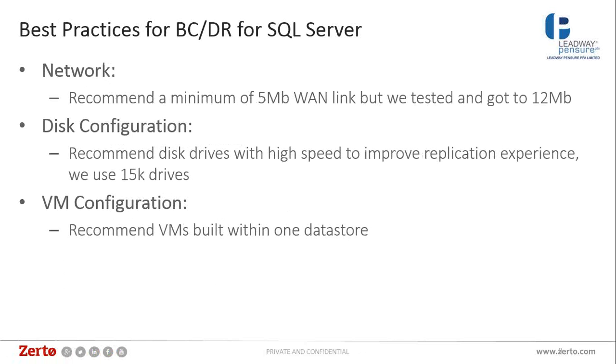Now, there are best practices for us. We came across this during our testing phase, because initially we started with a 5 meg link, and as we threw more VMs to be replicated to our DRO site, we realized there was also a need to increase the bandwidth. So we tested and we finally settled for a 12 meg link.